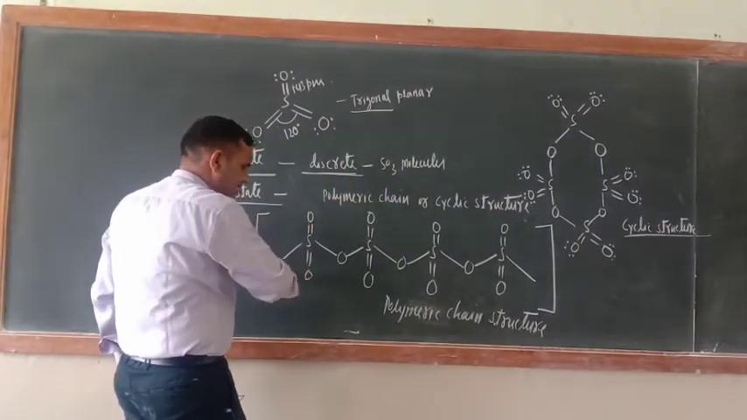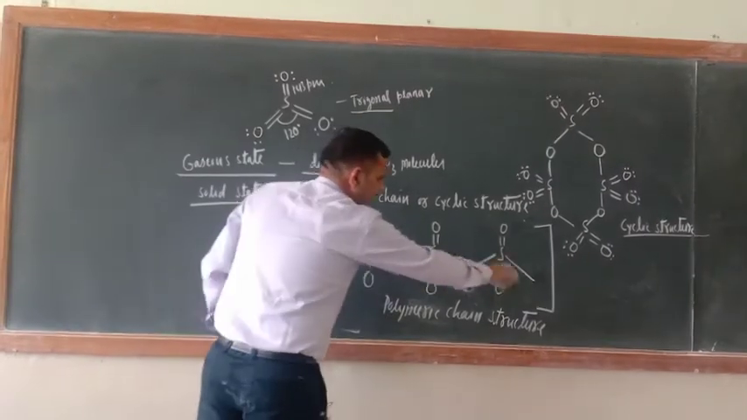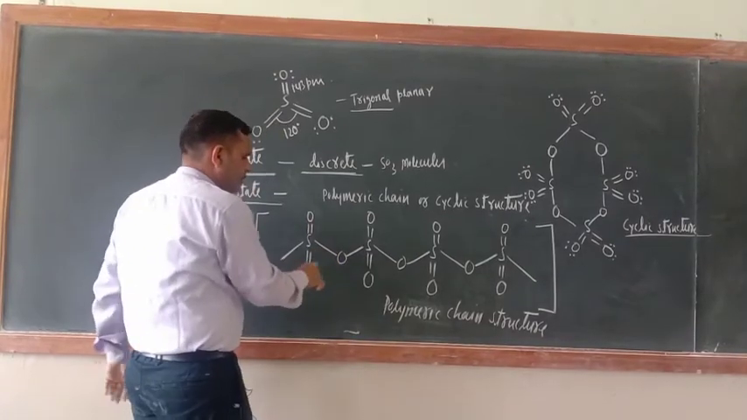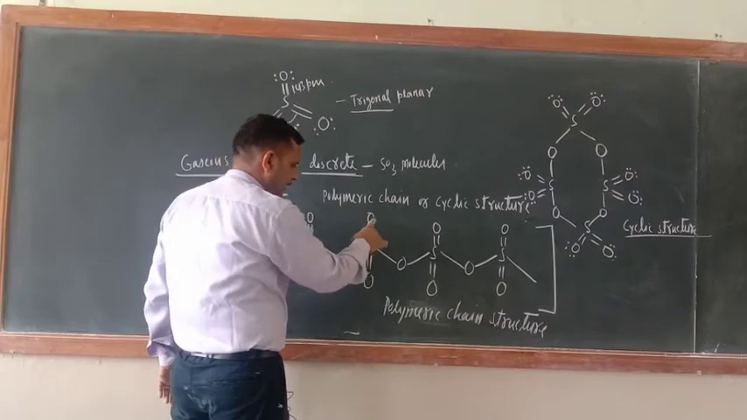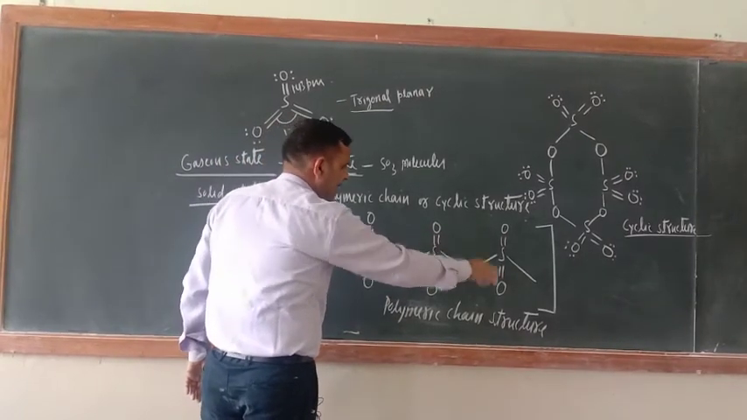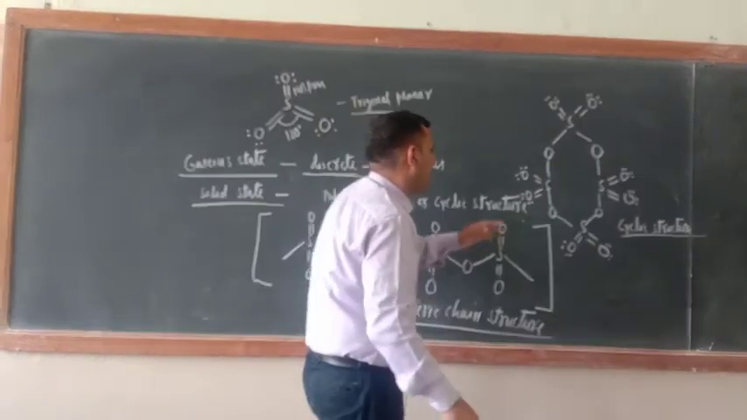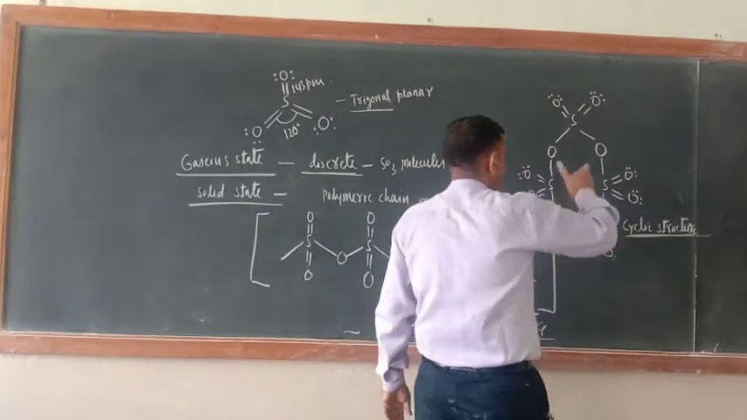This is the polymeric chain. Just see. Keep on adding this side and this side. This is the polymeric chain structure, SO3, SO3 like that. This is the polymeric chain structure, and this is the cyclic structure. What is this one? Cyclic structure.